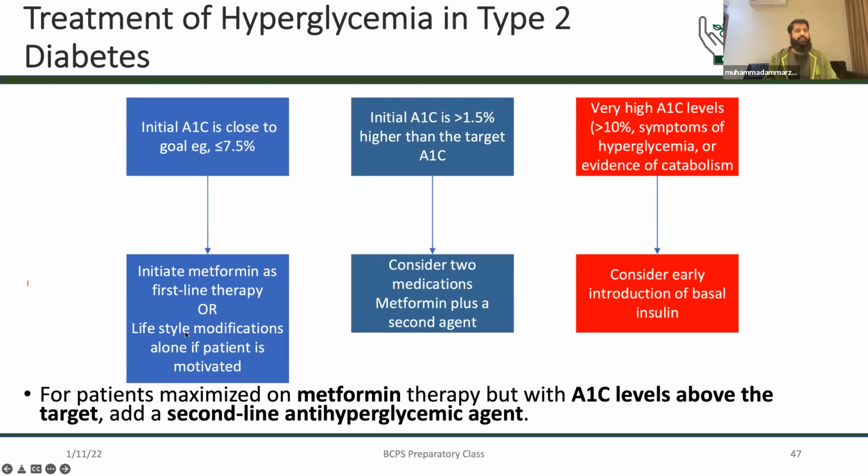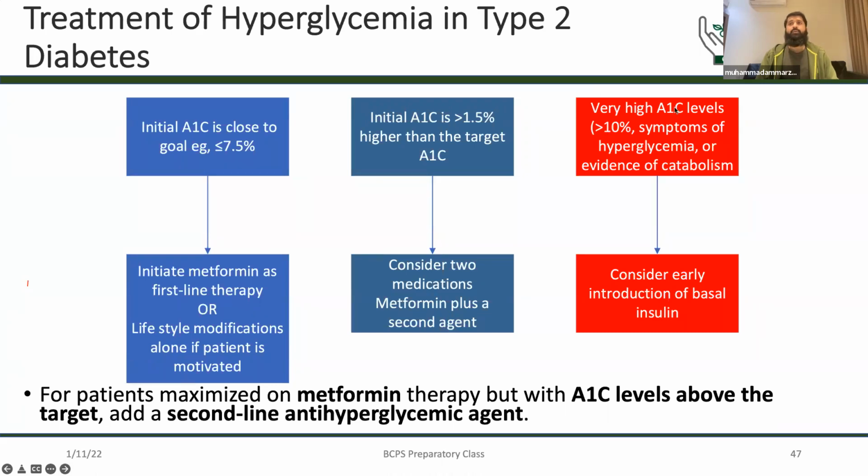Lifestyle modifications alone could be beneficial only if the patient is motivated, and a lot of patients are not motivated at all for lifestyle modifications, and they require a pill, which in this case is metformin. If the initial A1C level is more than 1.5% above target, then metformin alone would not be of benefit. You have to add another agent. So you have to consider 2 medications, metformin plus a second agent. We will talk about which agent you can add.